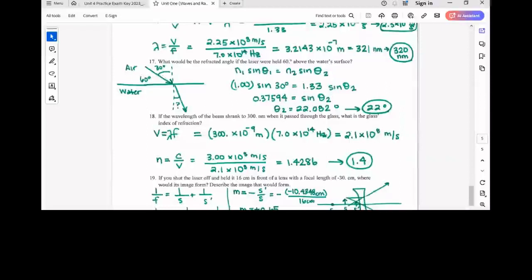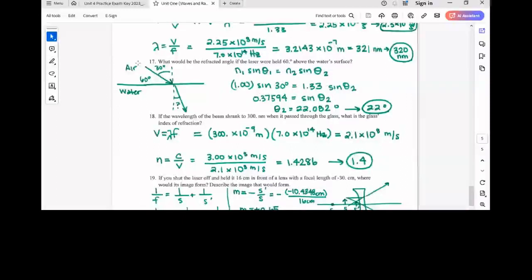17. What would be the refracted angle if the laser were held 60 degrees above the water surface? So 60 degrees above the water surface is different than 60 degrees away from the normal, and it's the angle between the light ray and the normal that is the relevant one. So I'd have to take 90 degrees and subtract 60, so that the angle of incidence would be 30 degrees.